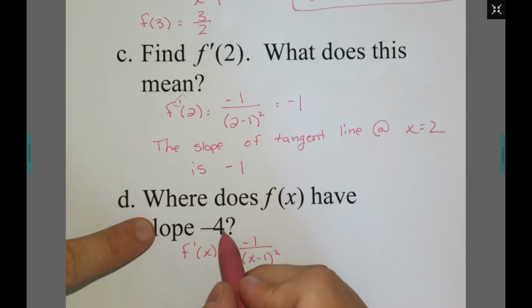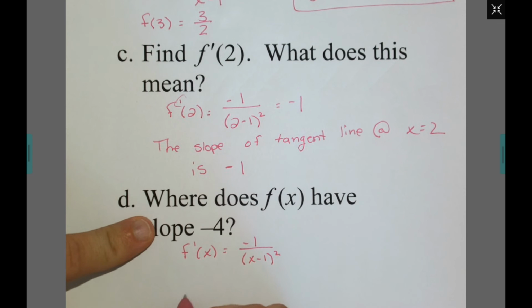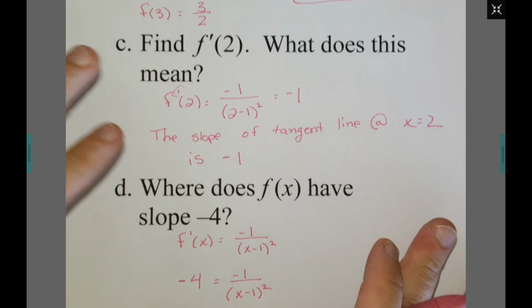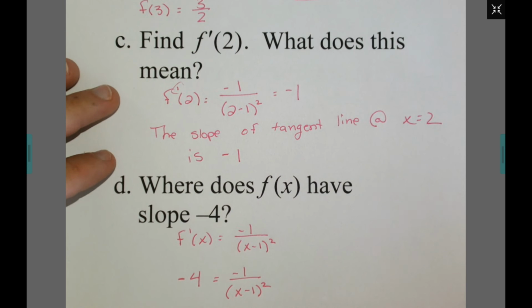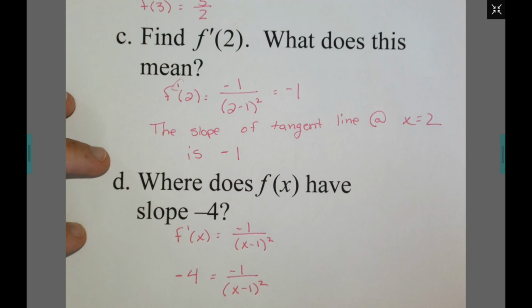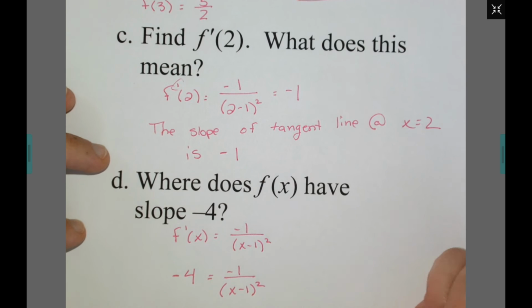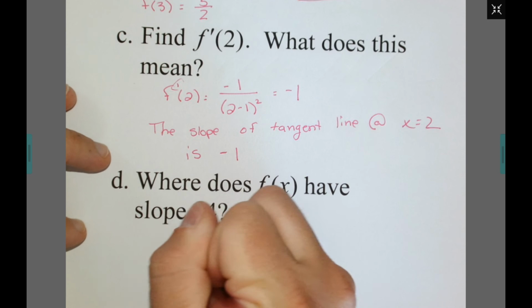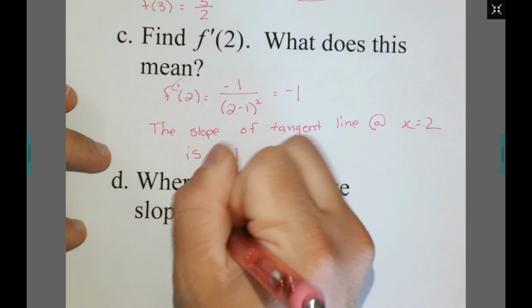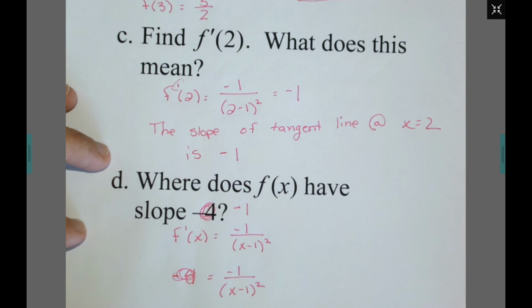Want to know where it has a slope of negative 4? I'm plugging that in as my derivative. So negative 4 equals negative 1 over (x minus 1) squared. From there, I actually want to switch this for this example anyway. We're not going to deal with negative 4. We're going to deal with negative 1, because I believe that's what it is in your notes. So we're going to go negative 1.